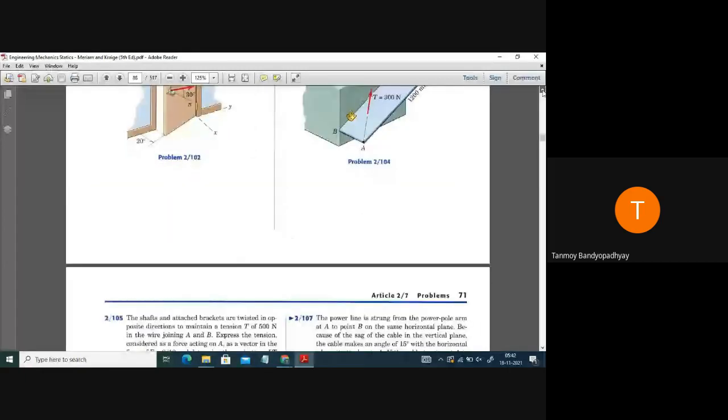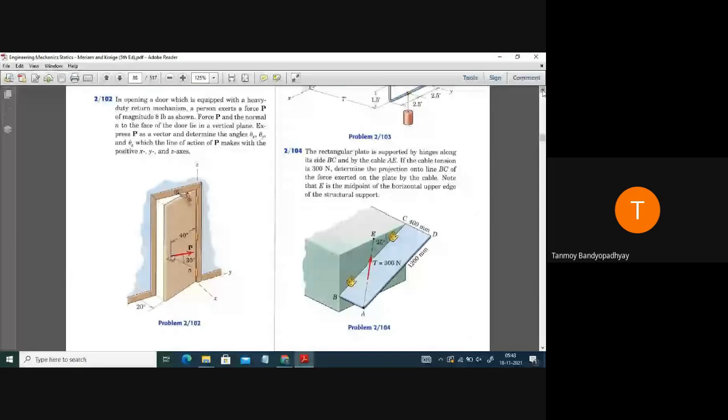Just try this problem, 2102. I will start in 2 minutes. Just try it; I will be solving it. Just start with this one, 2102. Okay? Just 2 minutes, I will start again.